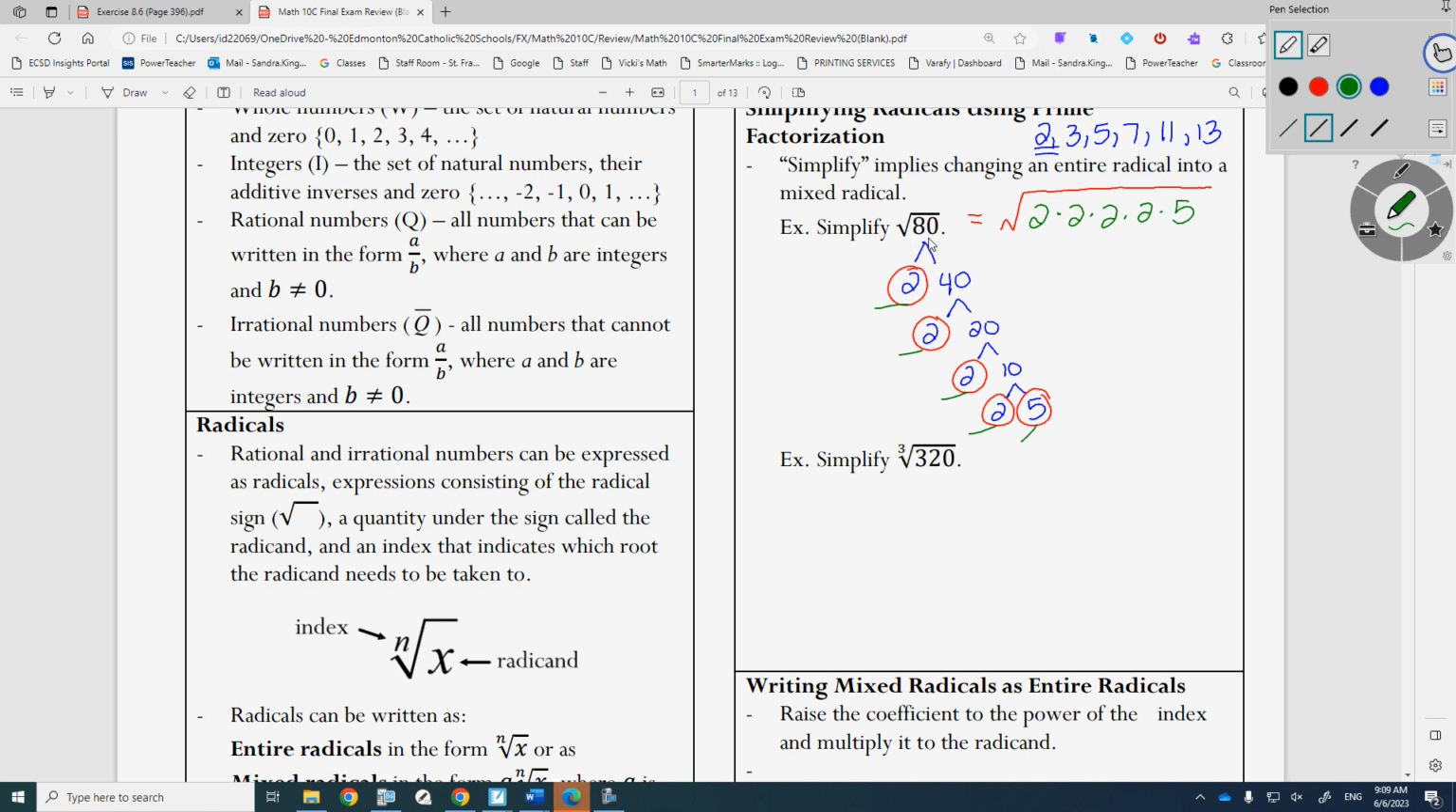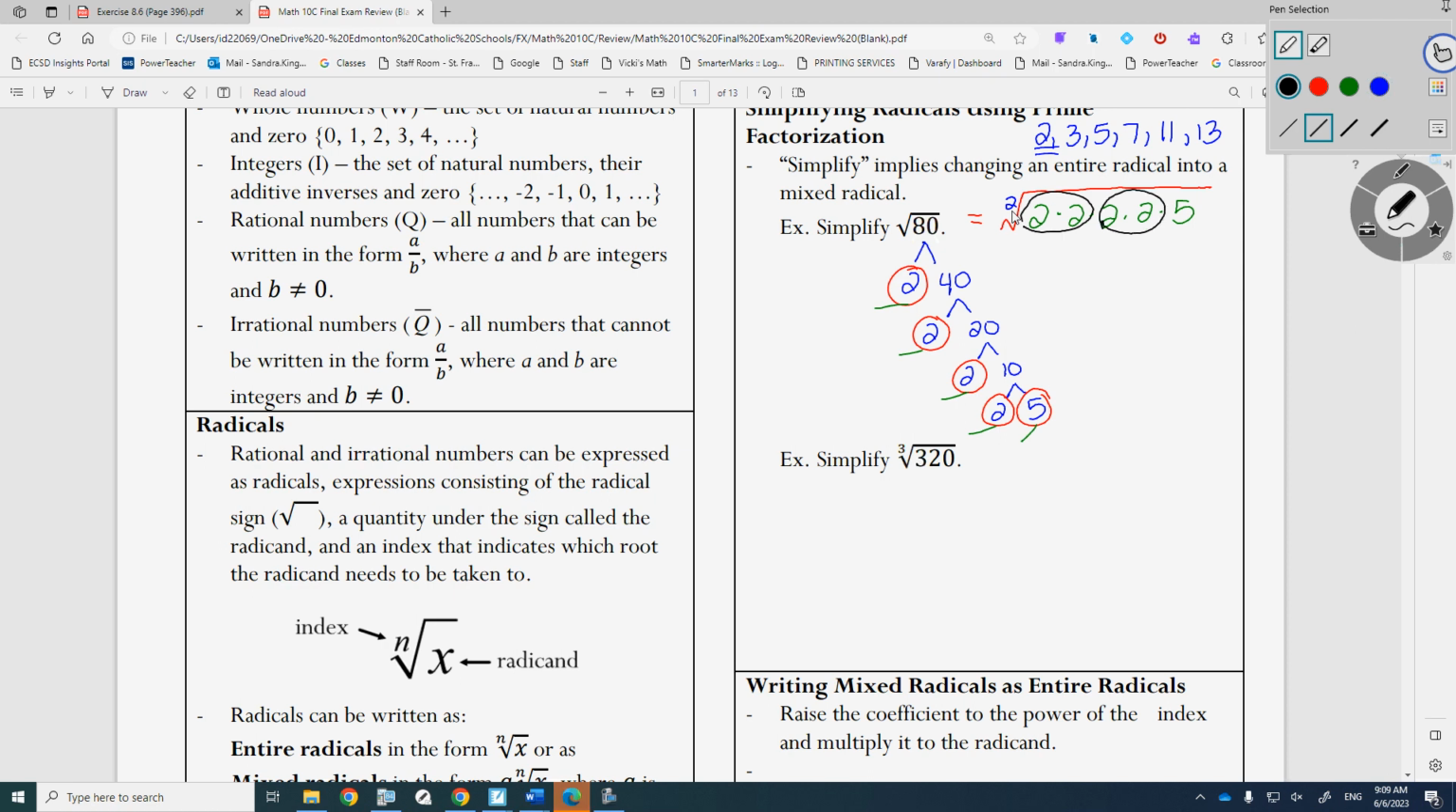Then you're going to put in the invisible index, which is a 2. That tells you to circle pairs. Okay? If this index was a 3, we'd circle triples. If the index was a 4, we'd circle groups of 4. So you're going to go through and circle any pairs that you see.